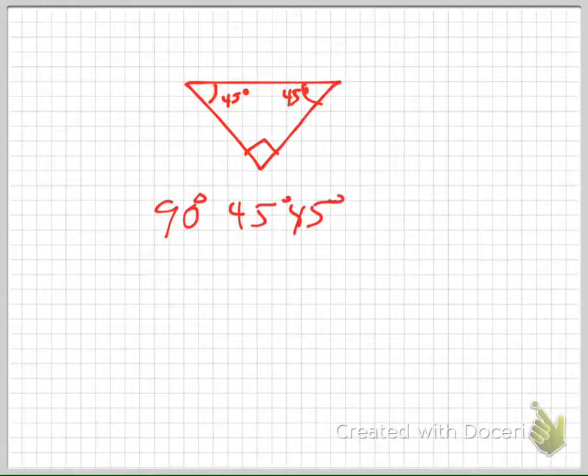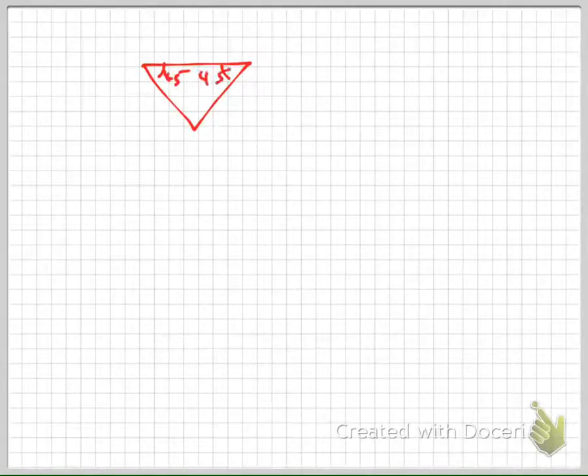Or a 45, 45, 90 triangle. That's a special one, right? And here's what we know. Look at the bottom of page 602. In a 45, 45, 90 triangle, the legs are congruent, right? I mean, if it's a 45, 45, 90, those are both 45s. That means that these legs are congruent. And the length of the hypotenuse is the length of the leg times the square root of 2.